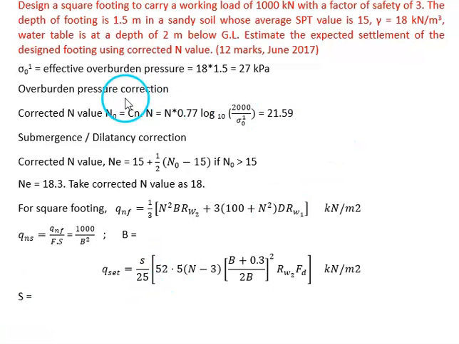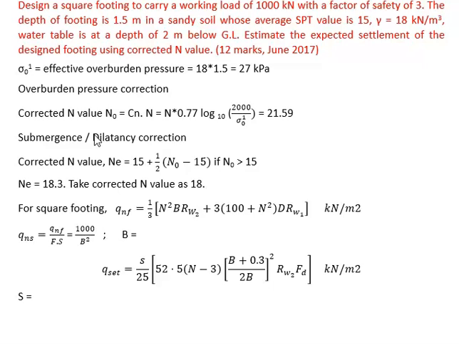So here the N value is not the corrected one. This N value is given as SPT value 15. This is the field value. So we have to find the corrected N value.